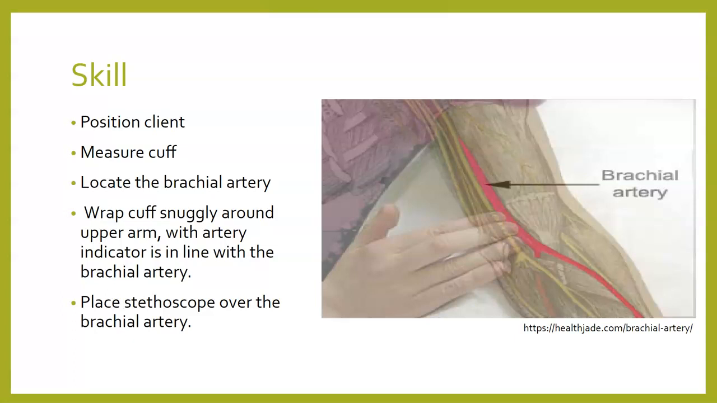Okay, so once you've found that, you can wrap your cuff snugly around the upper arm with the artery indicator. So you can look at your cuffs and you can see it'll usually have a little mark where it says artery and it'll indicate if it's on the left or right arm. So you know which one to line it up with. And then you're going to place your stethoscope over the brachial artery. So now you've got everything in place to take the patient's blood pressure.